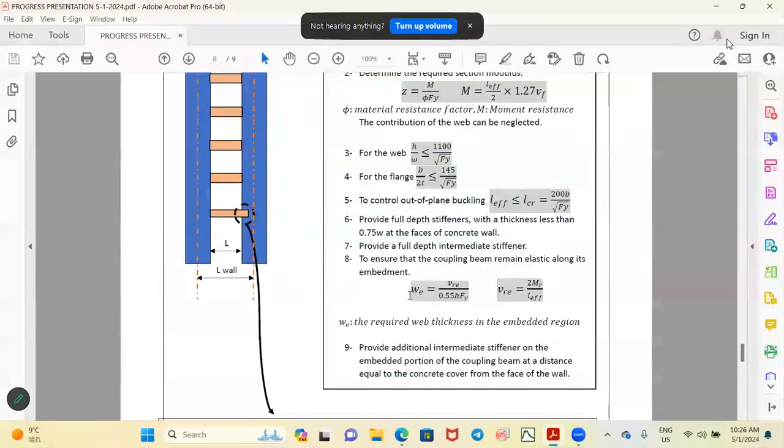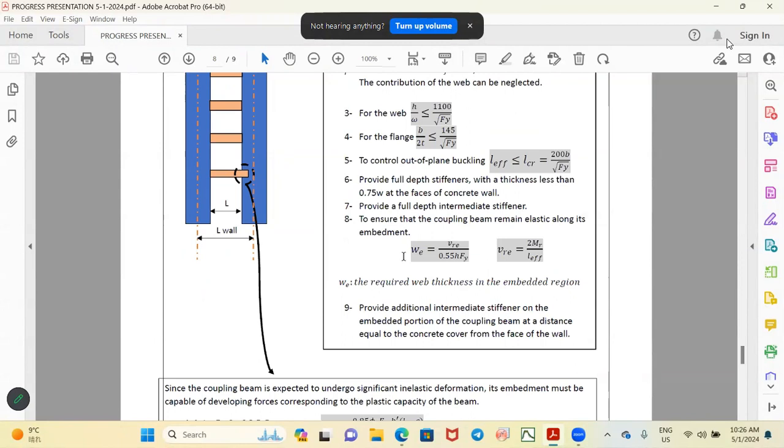What is the embedment? Embedment is the length where the beam penetrates the RC wall. Yeah, this is a circle. You mean you marked the circle in the picture? Yes, Sensei, in that area. Okay. He also recommended providing additional intermediate stiffeners in the embedment portion of the coupling beam.